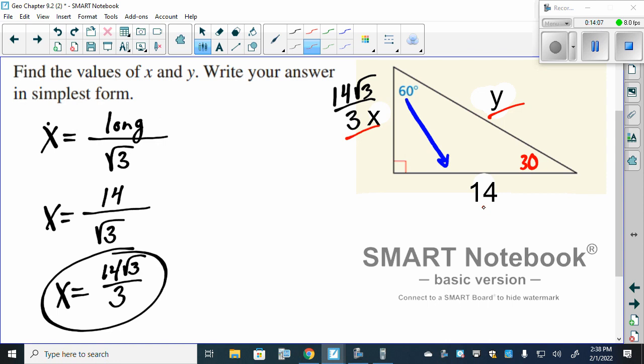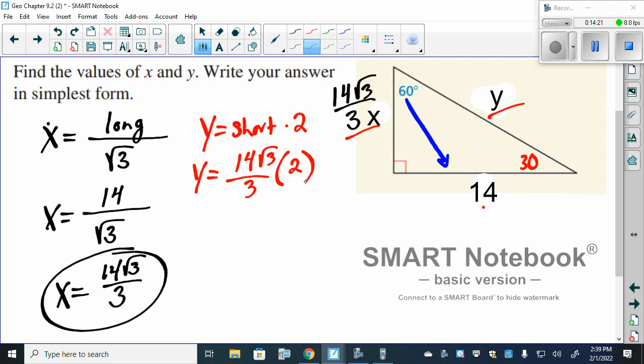Well, to find the hypotenuse, we're going to take the short side length and multiply it by 2. Well, the short side length is 14 square root of 3 over 3, and we need to multiply it by 2. I think it's a little more than 28, what? Square root of 3 over 3.